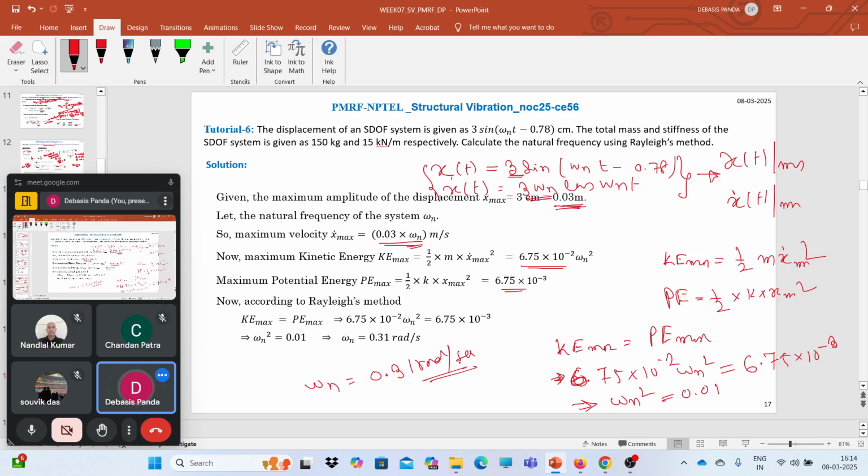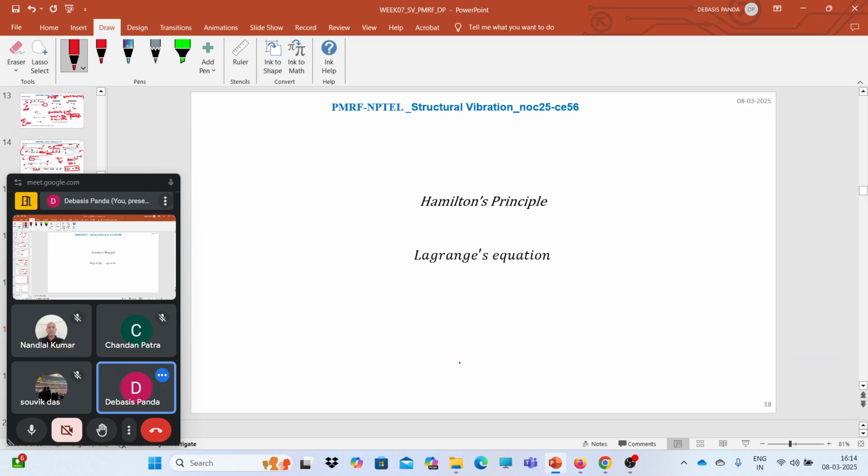So in this way, for a system, if the shape function, the stiffness and mass properties are provided, using the Rayleigh method we can easily find out the natural frequency for the system. For this, we just need to equate the maximum kinetic energy to the maximum potential energy, and then we can calculate the value of omega n. So do you have any question till now?